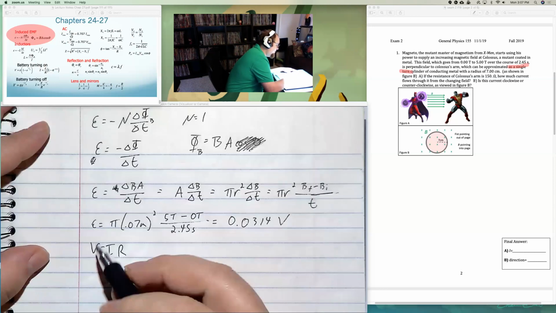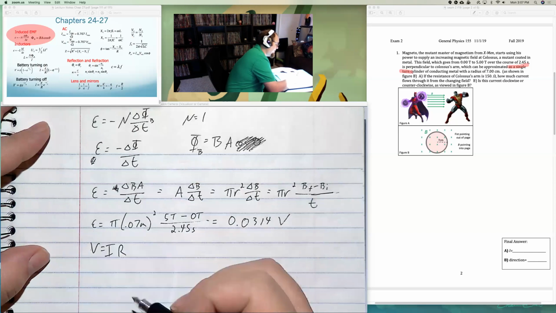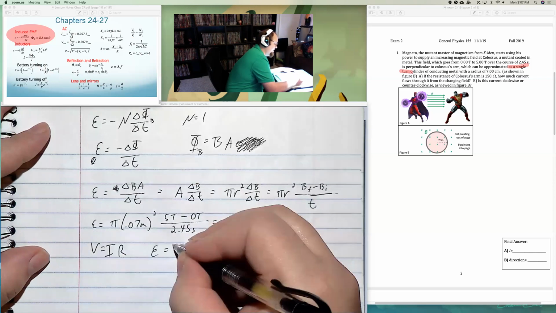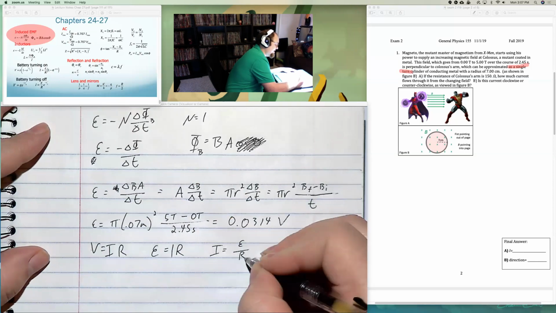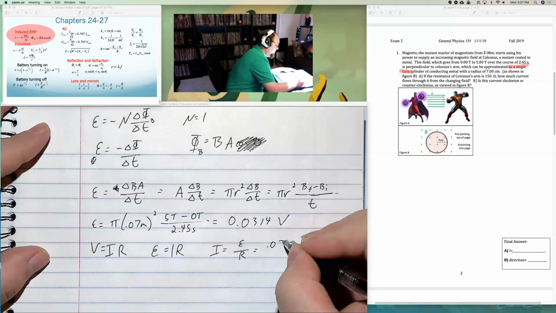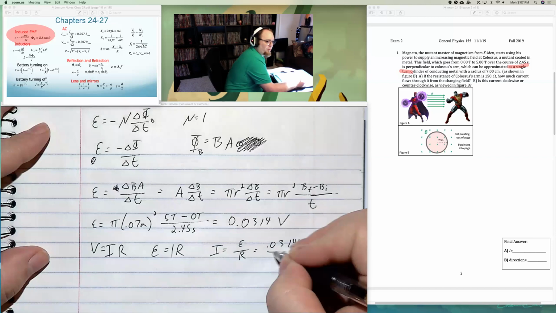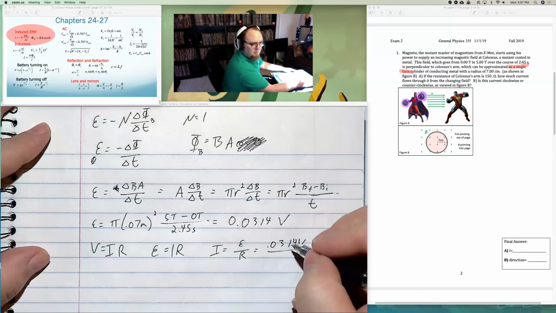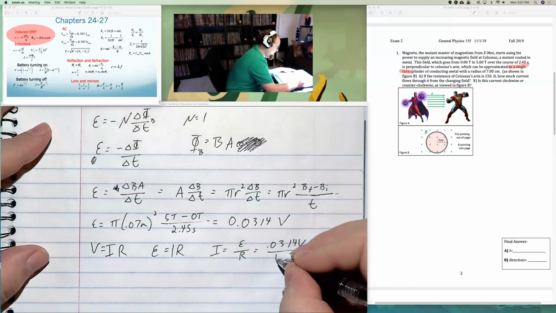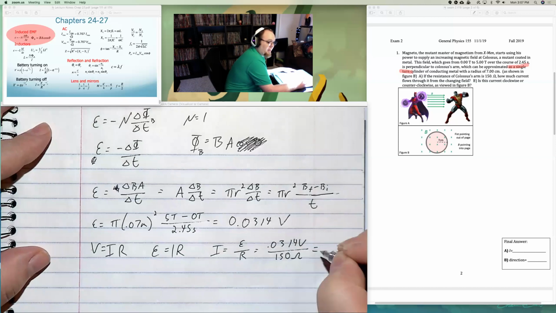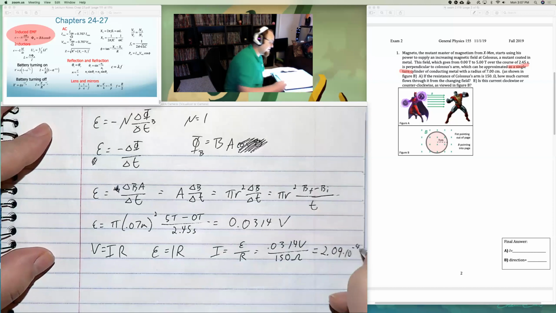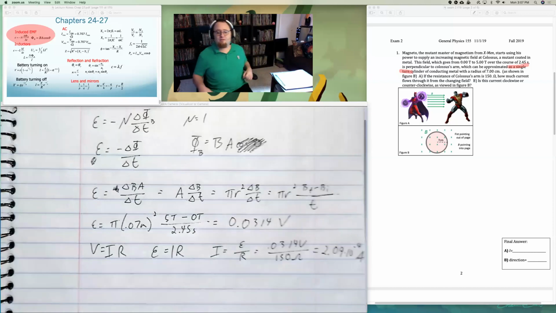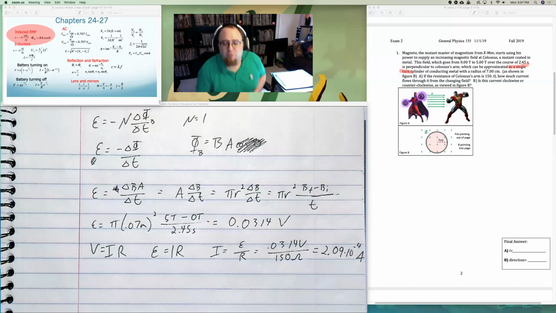But EMF and voltage really are the same basic thing. You can just easily say EMF equals IR. And that means the current is the EMF over the resistance, or 0.0314 volts over 150 ohms. And we get a current of 2.09 times 10 to the negative 4 amps. And that is the magnitude of the current. That is how much current would pass through the ulm.